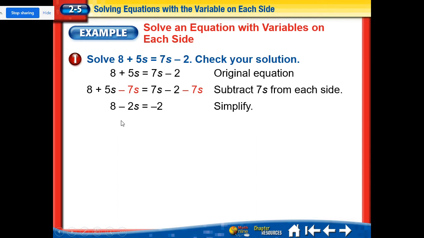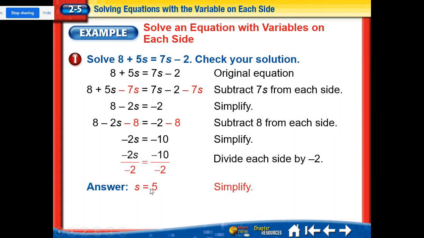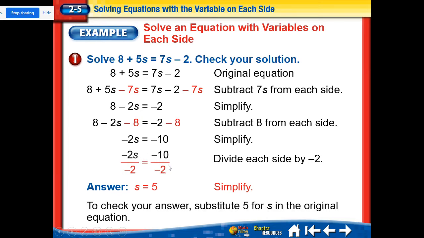So what do I need to put underneath it? I need to put a minus 8 because it's the opposite of a plus 8. So there's our minus 8. So we have negative 2s equals negative 10. And I divide by negative 2, and s equals 5. Bunch of different steps, right? We got to write them all down. Let's try another one.